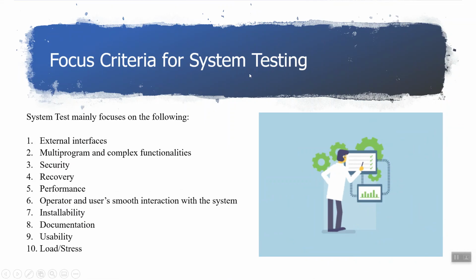Next is focus criteria for the system testing. While doing the system testing, there are some criteria we need to focus on. I have given around 10 criteria where we need to focus for the system testing. The first one is external interfaces, multi-program and complex functionalities. Third one is security criteria, which is one of the very important criteria we need to focus on while doing the system testing. Then recoverability testing, performance testing, how the system is performing in given circumstances or given inputs. Then sixth one is operator and user smooth interaction with the system.